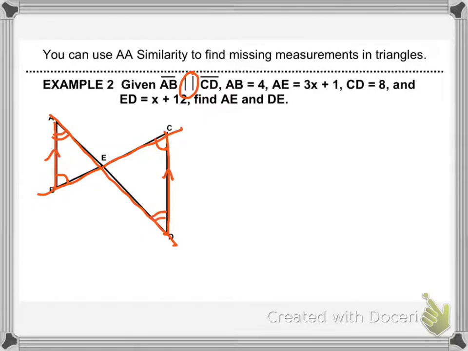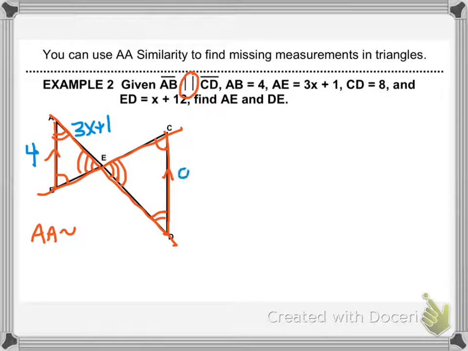So those are congruent as well. That's all I need in order to say these triangles are similar by AA. But I also have a third pair of congruent corresponding angles, and that's these 2 vertical angles in the middle. So I have plenty of information to tell that these 2 triangles are similar by AA similarity. So you've got to prove that first. Now that we know that they're similar, now I can set up proportions with their sides if I need to. So let's see what else it says. It says AB has a length of 4. AE has a length of 3x plus 1.